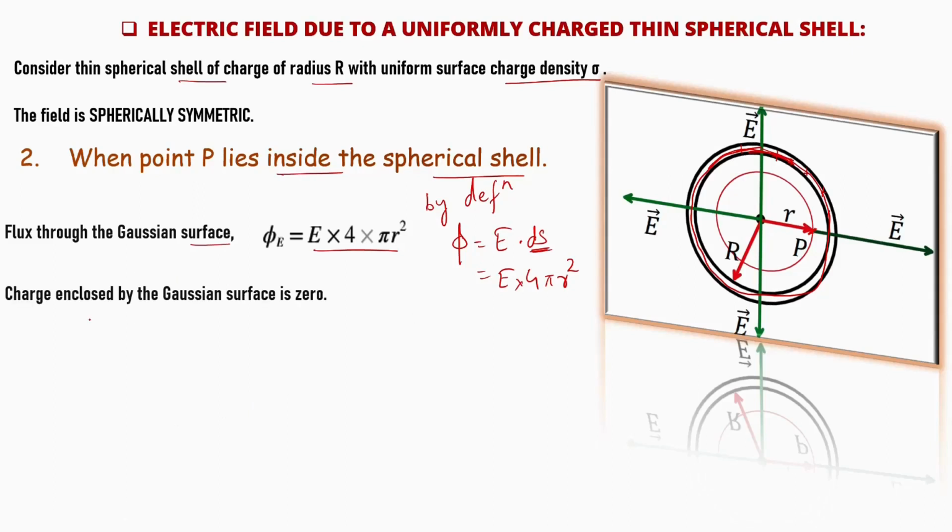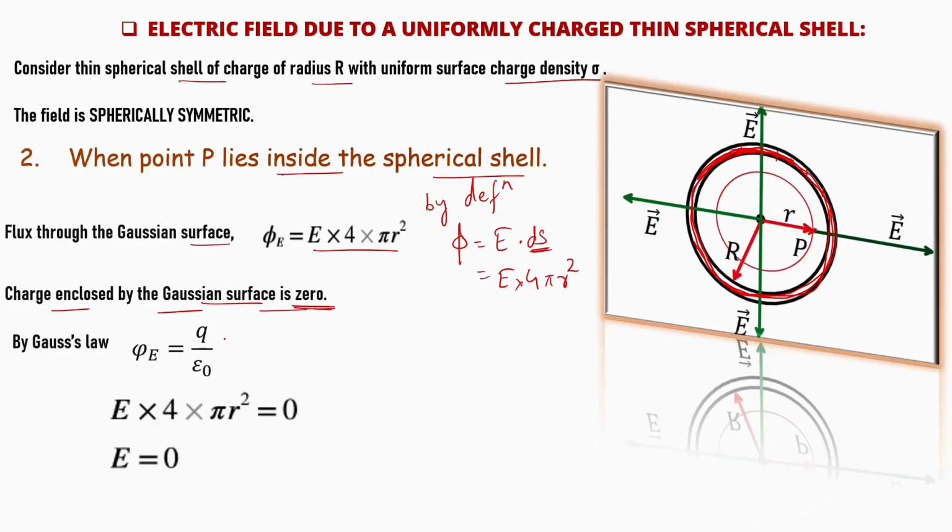Next, the charge enclosed by the Gaussian surface is 0. Why does this situation arise? Because this time the Gaussian surface lies inside the spherical shell, and inside the spherical shell there is no charge. The charge is just spread uniformly on the spherical shell. So this is the important key point this time: there is no charge inside the shell. If we choose a Gaussian surface inside the shell, the charge associated with it will be 0. This is the most important key point.